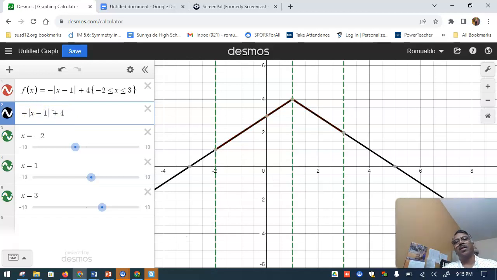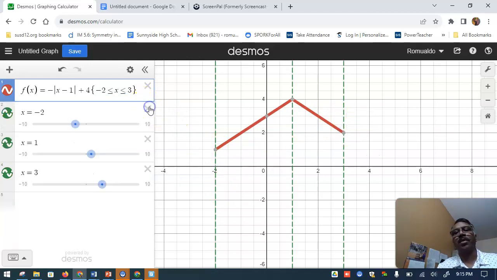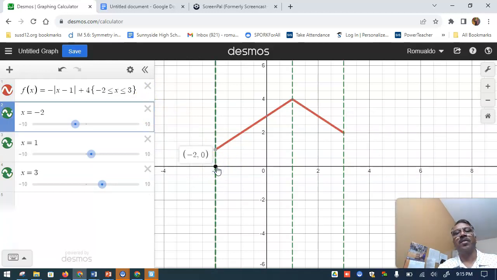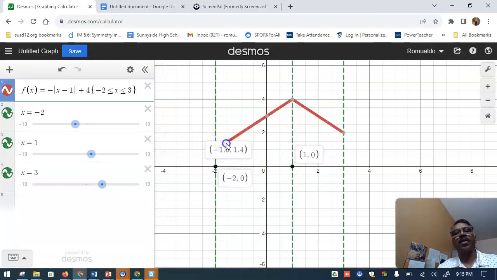So basically the red and the black are the same, except that I changed the interval here from -2 to 3, and that's all I did. Let me take off the black one. I'm more concerned only about the red one, and clearly it is increasing from -2 until 1. You can clearly see the y values go on increasing until 4, and after that they go on decreasing.